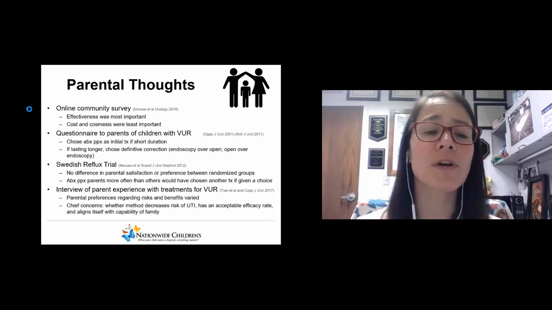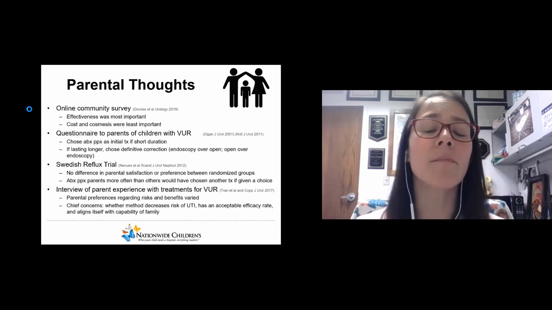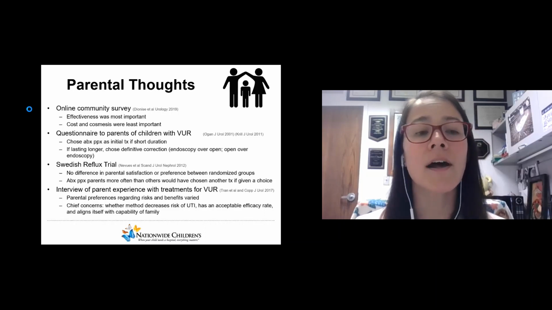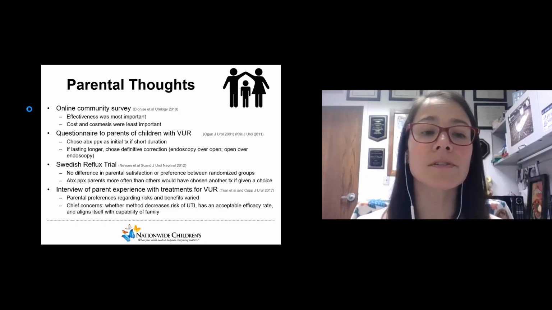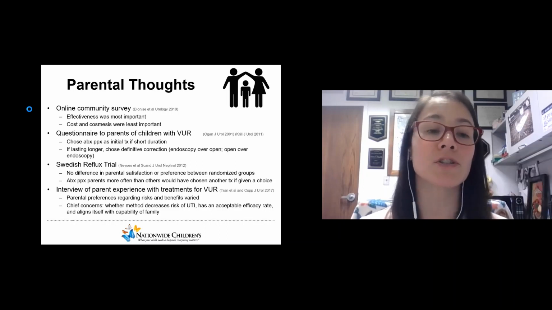In the Swedish reflux trial, which again, if you remember, is the randomized controlled trial of children with high-grade reflux, the reflux that can lead to scarring, they were randomized to either antibiotics, endoscopic intervention, or surveillance. They found that there was no difference in parental satisfaction or preference between randomized groups. But interestingly, parents of children who had been on antibiotic prophylaxis were more often than others to say they would have chosen another treatment option if they had been given a choice.